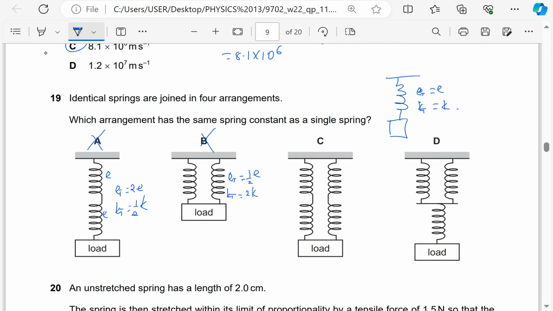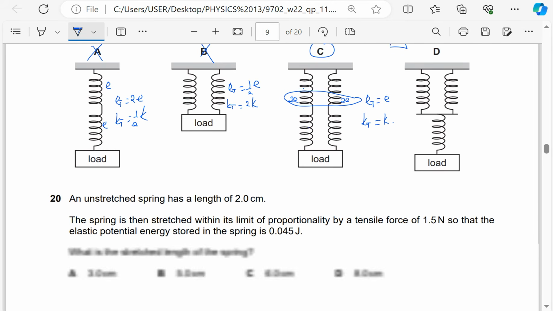So here we have each of these would extend by extension of this side would be 2E, this side would be 2E if you were to use it alone, but now they are used together. So if they are used together, 2E and 2E, when you use them together, total extension becomes half of the extension of one system. So it is half of 2E, which is going to be E, which means total constant is going to be the reciprocal of the coefficient in front of E, which is a 1. So it is going to simply be K. So the answer is going to be C. Because the question is which arrangement has the same spring constant as a single spring? So the answer is going to be C.